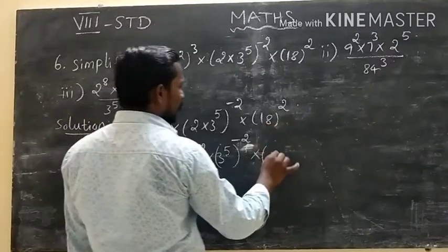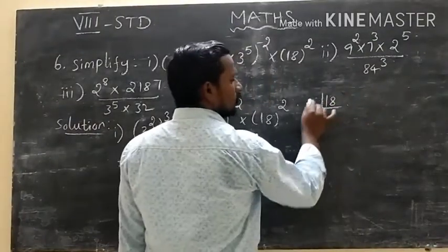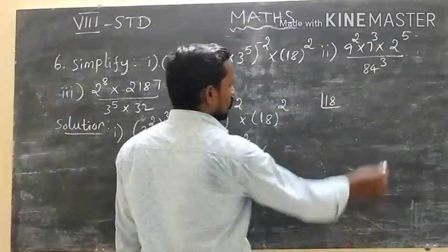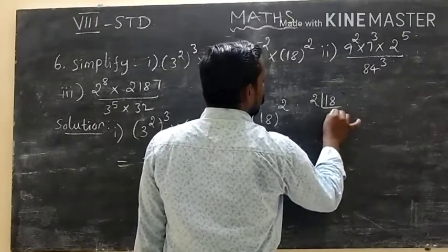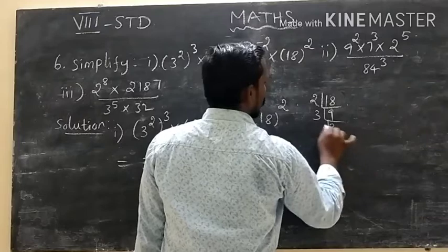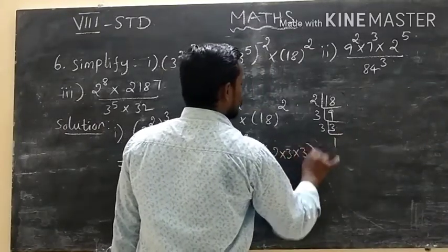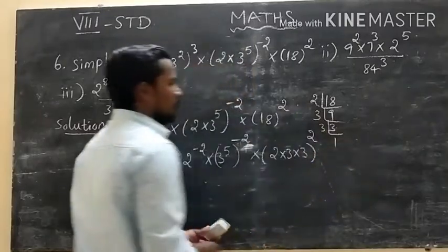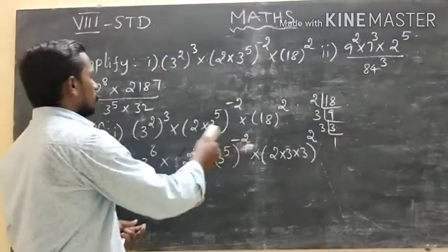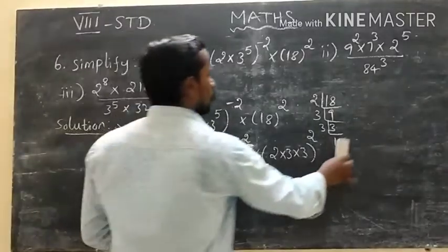So 18 can be split. Every value is split by the prime factors method. So 2, then 9 and 3. 3 3s are 9, 3 1s are 3. So this can be 2 into 3 into 3 power 2. Have you understood? So if all are converted into prime factors like this, okay.